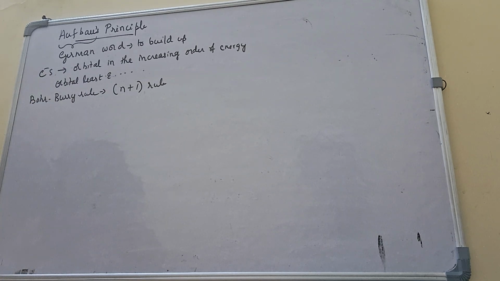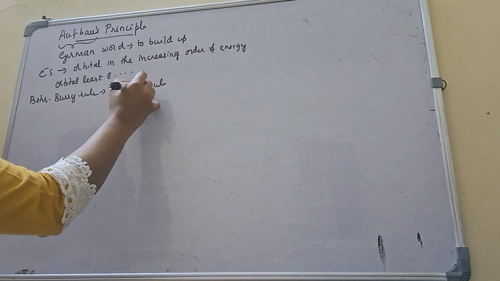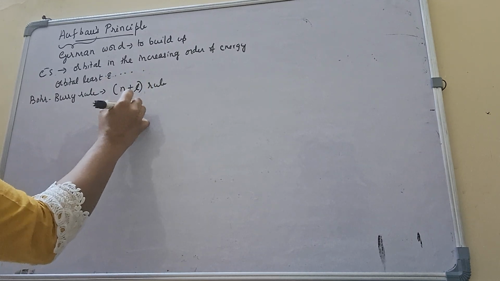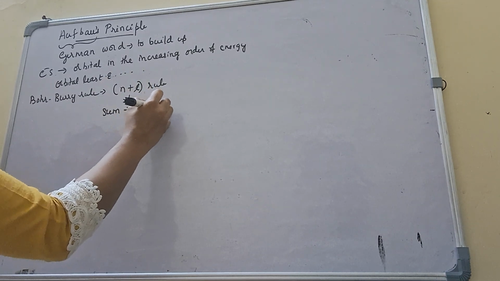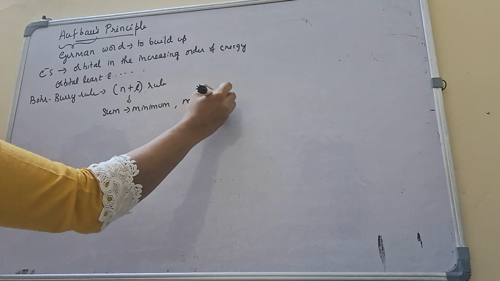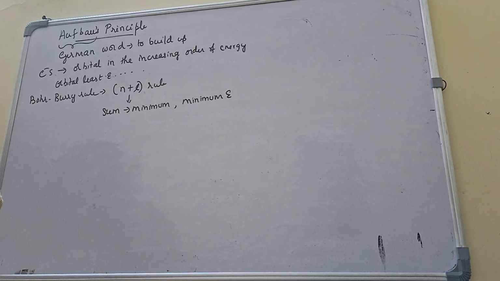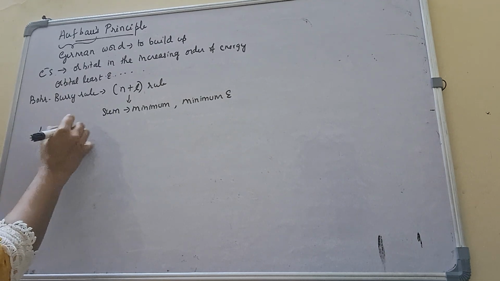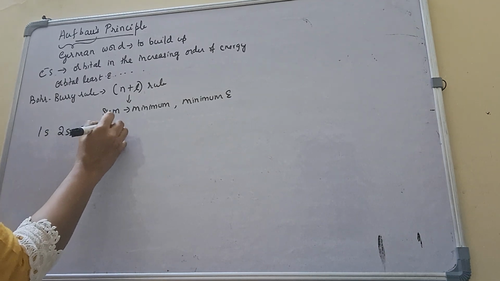Bohr-Bury rule. What it tells is, sorry, not n+1, n plus L. If this sum is minimum, that orbital will have the minimum energy. Okay, like for example, if I say 1s, 2s, 2p, 3s.